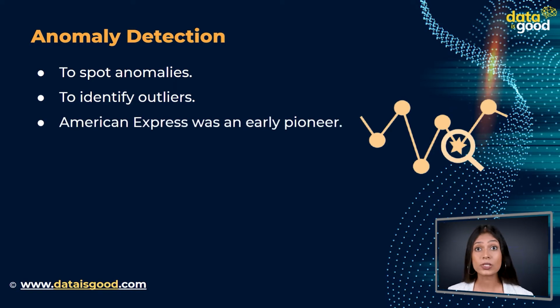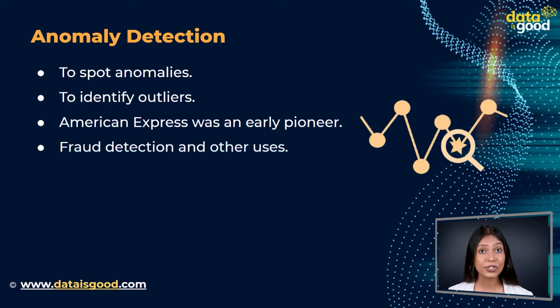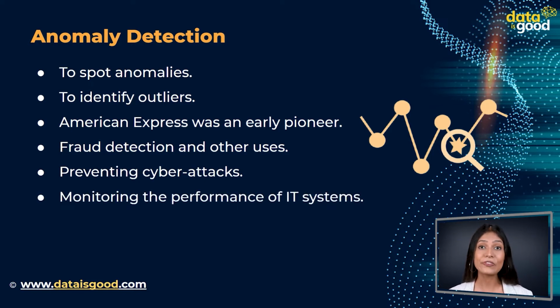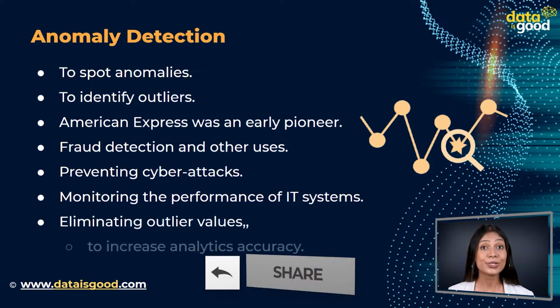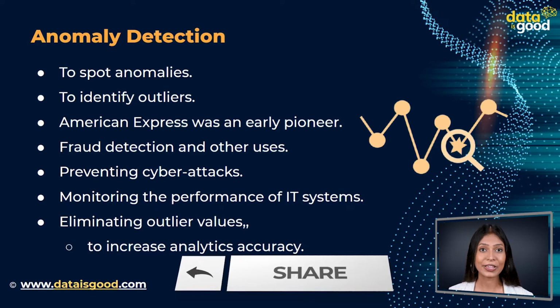For example, financial services firms increasingly have been challenged to detect fraudulent spending behavior in transaction data. American Express was an early pioneer in applying data science techniques and methods to big data in real time for fraud detection and other uses. Anomaly detection is also useful in tasks like preventing cyber attacks and monitoring performance of IT systems and eliminating outlier values in data sets to increase analytics accuracy.